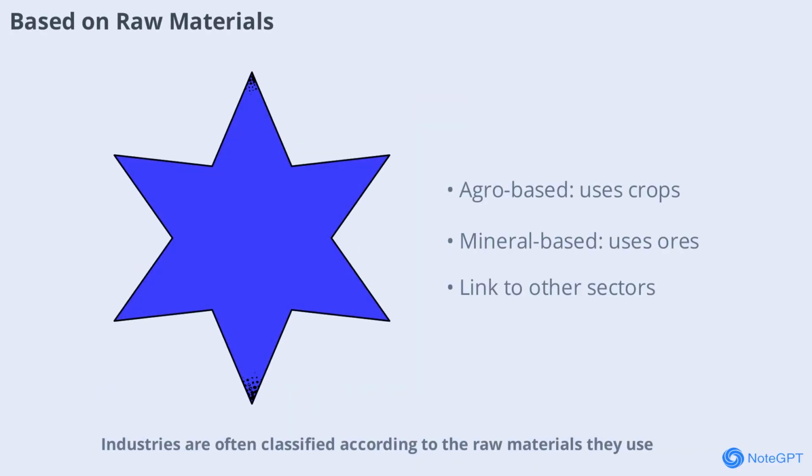Industries are often classified according to the raw materials they use. For example, agro-based industries use agricultural products, while mineral-based industries rely on minerals and ores. This classification helps in understanding the source of inputs and the nature of products manufactured. It also highlights the interdependence between different sectors of the economy, such as agriculture and industry.